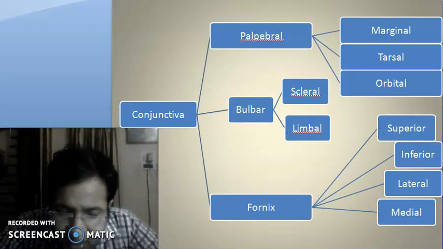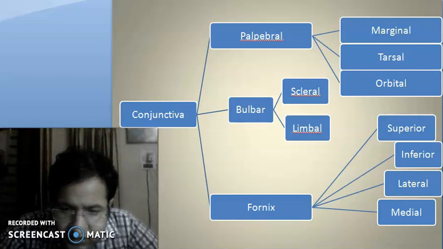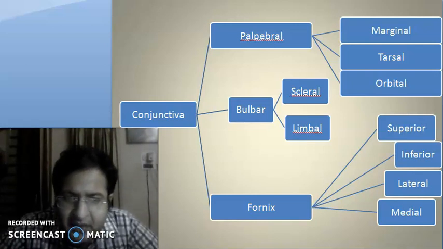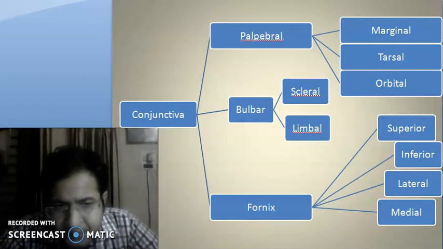The conjunctiva has three parts. The palpebral part of the conjunctiva is the part which is behind the lids. The bulbar part is in front of the eyeball up to the cornea, and the fornix part joins the palpebral and the bulbar conjunctiva.